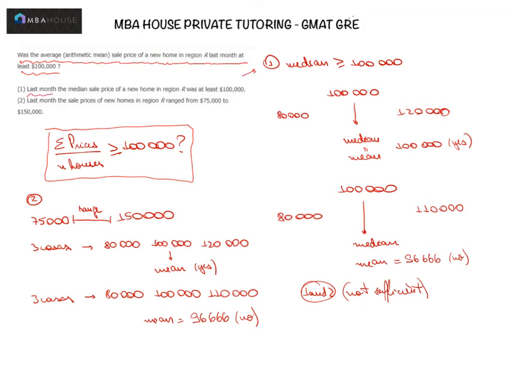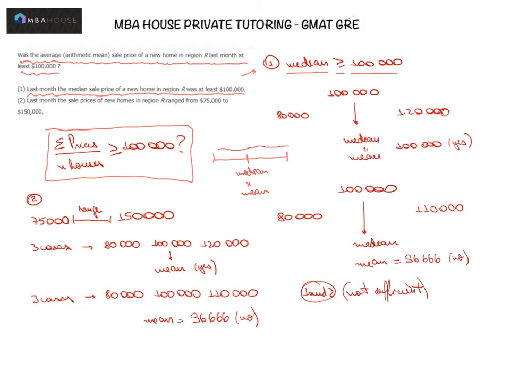Statement 1. Last month, the median sale price of a new home in region R was at least 100,000. Okay. The median is 100 or more. I will use a very important concept, okay, that when I have a symmetric distribution, the median, always in the middle, is equal to the mean. When I have a symmetric distribution, the median is equal to the mean. Do you agree? Okay. So I will plug in numbers regarding this.